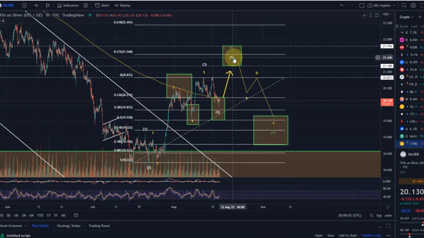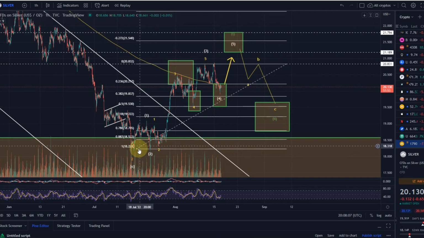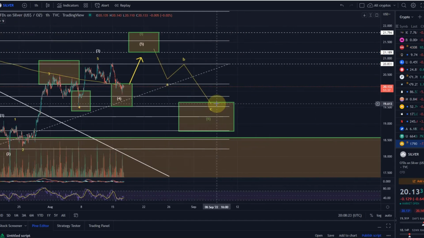That we have already finished, and I need to say that, so this is the primary expectation: that we moved up here in a 3, came down in a 4, moved up in a 5. That completed the wave 3 in white. We're now coming down in a wave 4 in white, and I would expect primarily that we are still going to see the wave 5 in white up there. That should take us above $21.18.